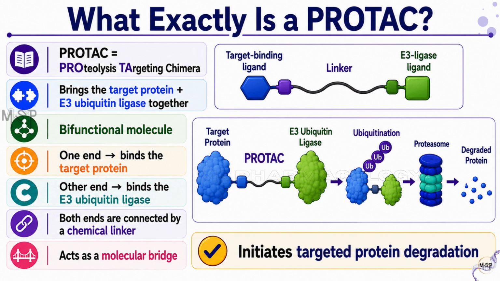A PROTAC is a bifunctional molecule. One end binds the target protein. The other end binds an E3 ubiquitin ligase. These two ends are connected by a chemical linker. So you can imagine the PROTAC as a molecular bridge: target binding ligand, linker, E3 ligase ligand. And this bridge is what initiates targeted protein degradation.